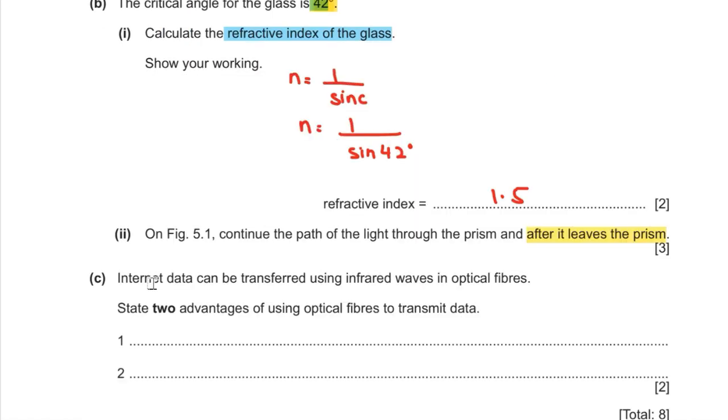Now, part C says internet data can be transferred using infrared waves in optical fibers. State two advantages of using optical fibers. So it is secure and it is fast.